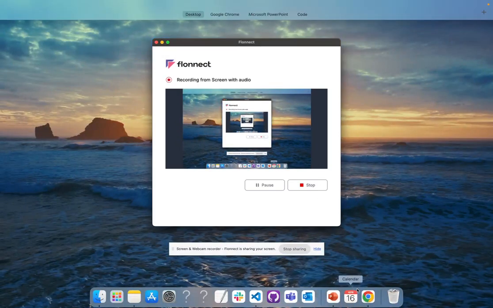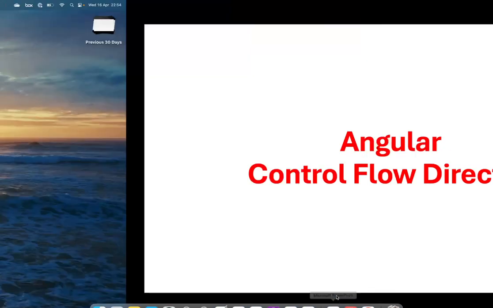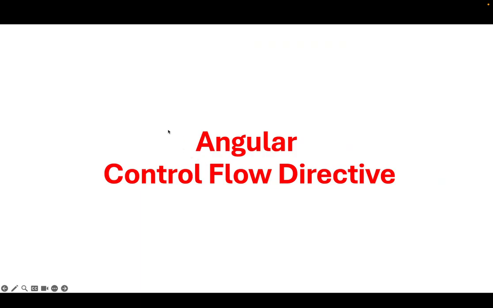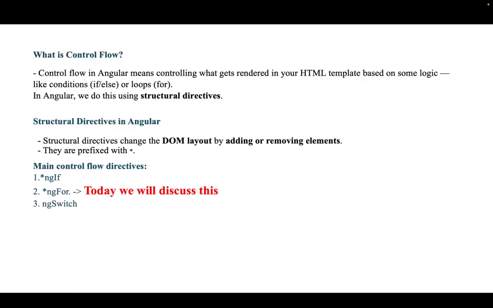So hello everyone. Today we will continue with our last lecture on Angular control flow directives. In our last video we discussed what control flow in Angular is, what structural directives are, and how we can implement them. There are three parts in this control flow directive. First is ngIf, second is ngFor, third is ngSwitch.